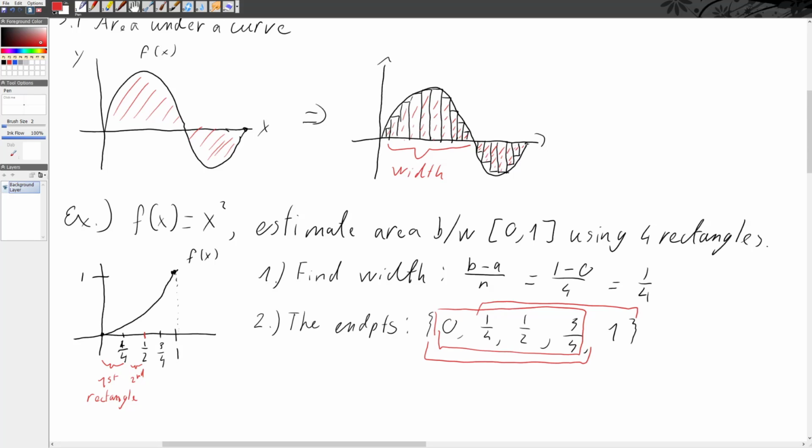And let's try to draw these rectangles. If I start at 0, how high do I have to go to make my rectangle? Well, I'm not going anywhere. f of 0, that's going to give you the height. That's just going to be this line itself.